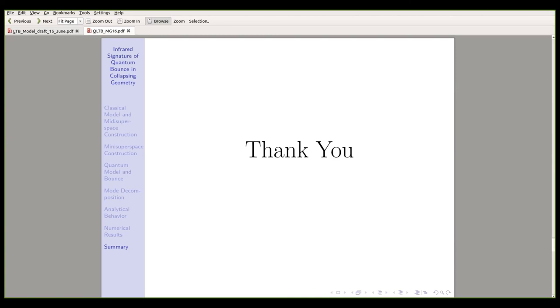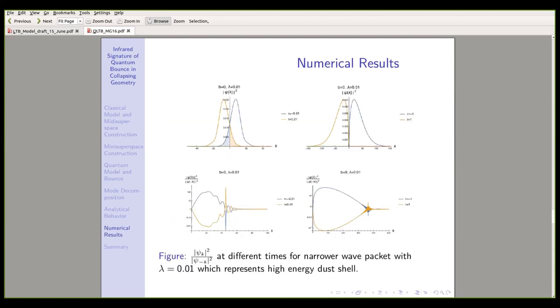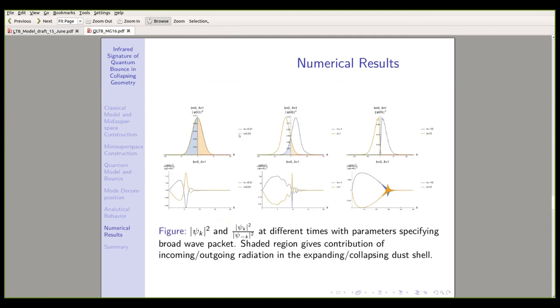Corey, can I ask a question? Go ahead. So in your numerical simulations, what was the radius of the shell you started with, and what kind of mass parameters did you get?